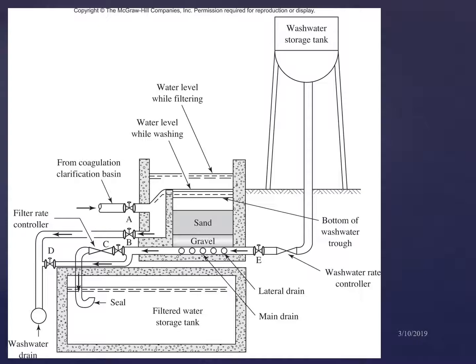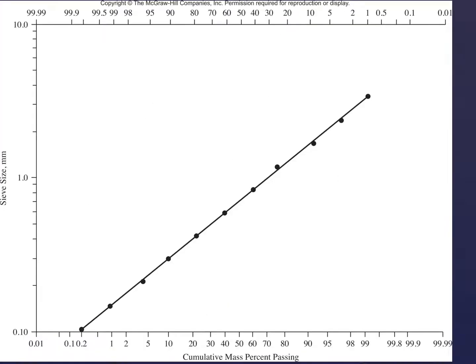So at the center, you see that we have sand and gravel. So during the backwash, you open the valve in E, as you see at the right. So that is the wash water storage tank, and from the bottom you apply the water to the top, and from the top you take the dirty water from the top of the filter.